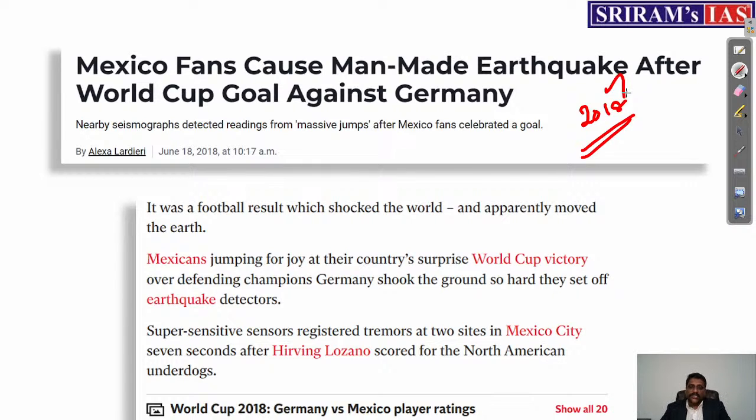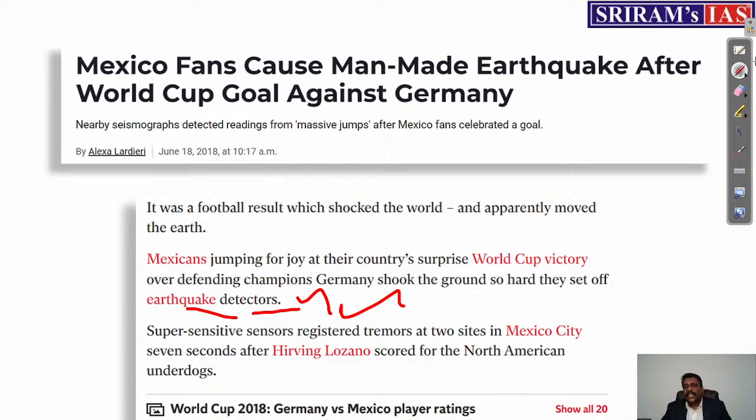When Mexico won against Germany, Mexicans who were watching this match, out of excitement, out of joy, started celebrating by jumping into the air. And the Mexicans landed together. That landing caused one earthquake. That's what the news also says. I've just copied and pasted this news as it is: Mexicans jumping for joy at their country's surprise World Cup victory over defending champion Germany shook the ground so hard, they set off the earthquake detectors.